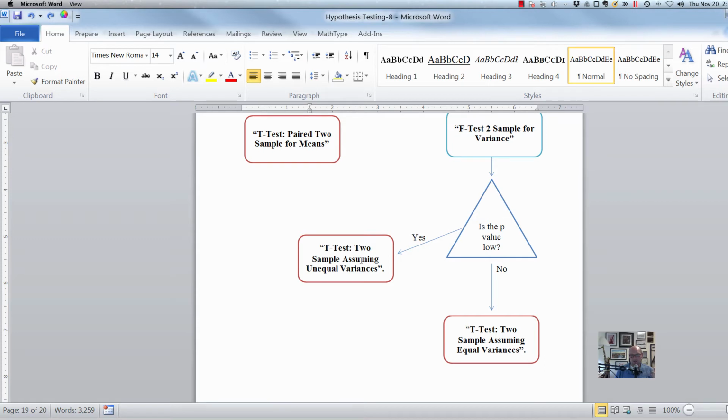There's a difference between the way we calculate the standard error for these two, so we just need to figure out which one to use. So we first run this. If the p-value here is really low, then we assume that the variances are unequal. If it's not low, then assume that they're equal. So let's do that.